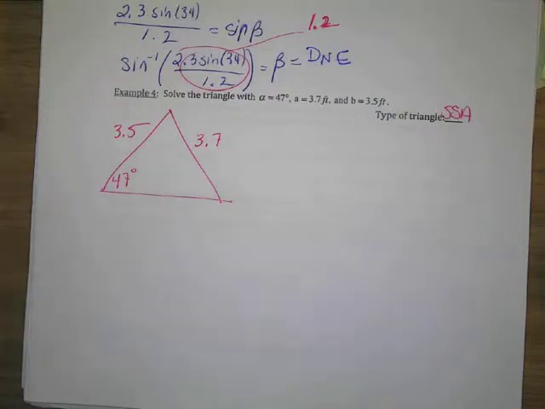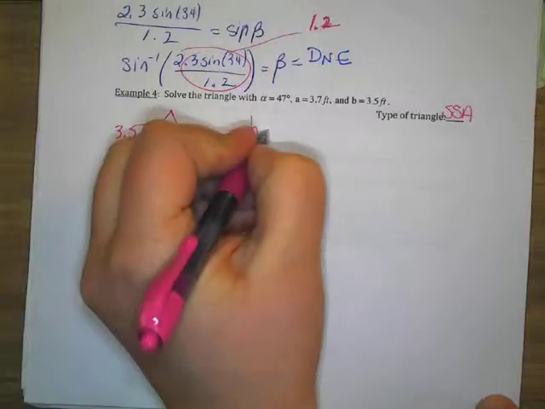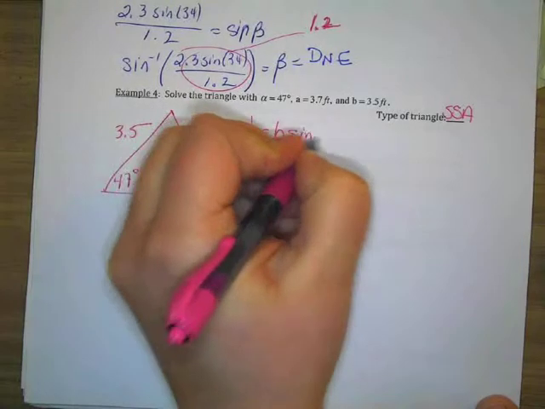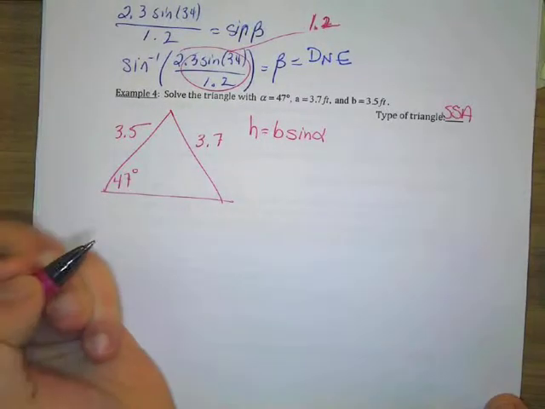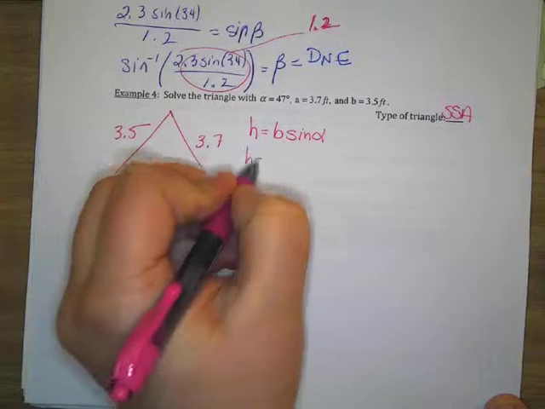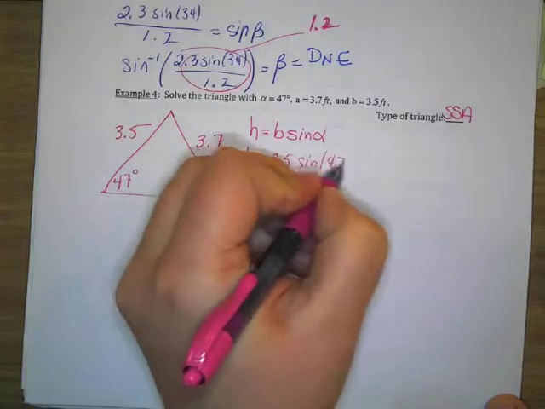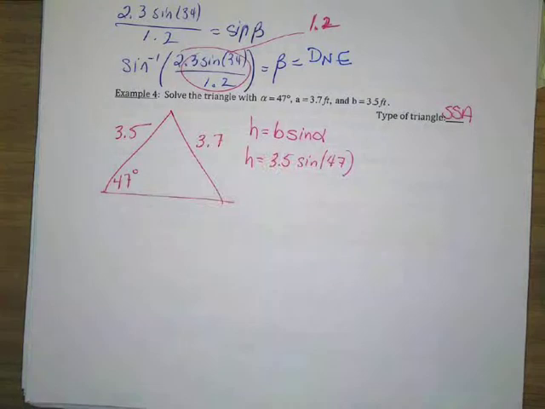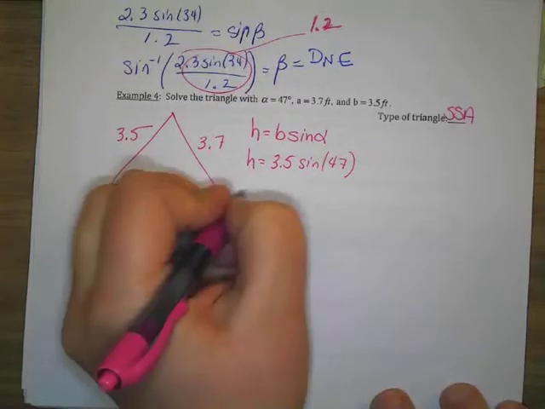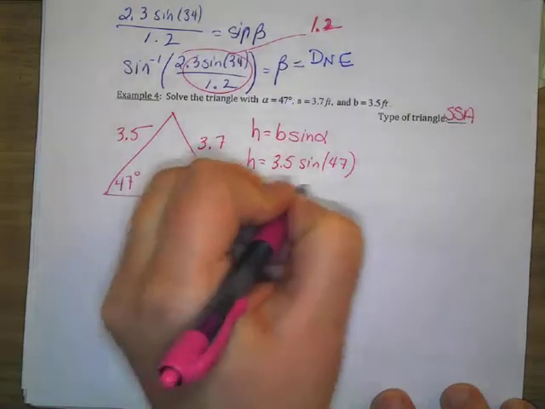So, we came across the ambiguous case. What do I need to find in order to figure this out? The height. And the height is b sine alpha. So we're going to take our b times the sine of alpha, and figure that out. I need to know what it is. So the height is 2.56.